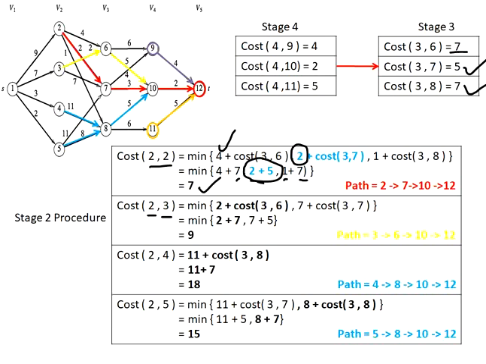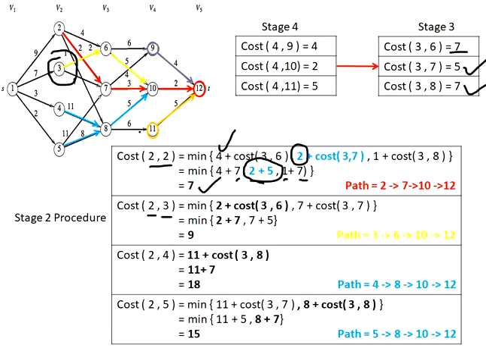So for vertex 2 in stage 2, we are now finding vertex 3. So cost of 2 comma 3 is equal to, so this vertex has two edges, 3 to 6 and 3 to 7. So amongst these two, which one is the lowest cost? The lowest cost we'll find out.